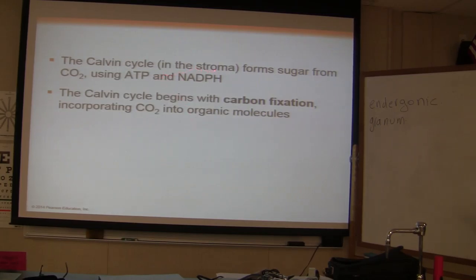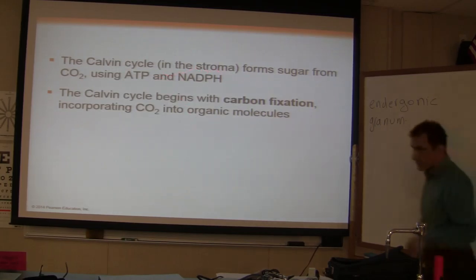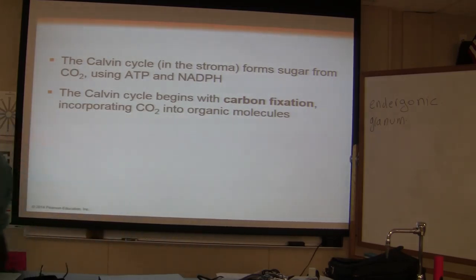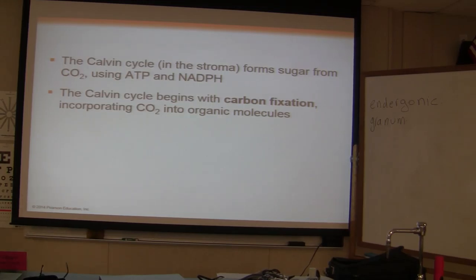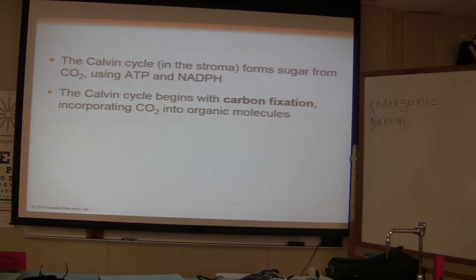The Calvin cycle occurs in the stroma, in this area. The light reaction occurs here. The Calvin cycle occurs here, which does not need light, in the stroma, all of that area. It's called the stroma. Okay, the Calvin cycle begins with carbon fixation.